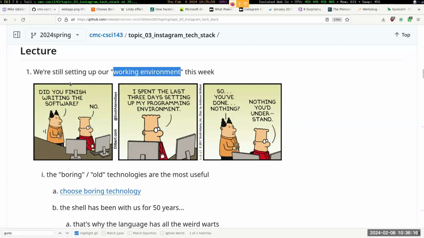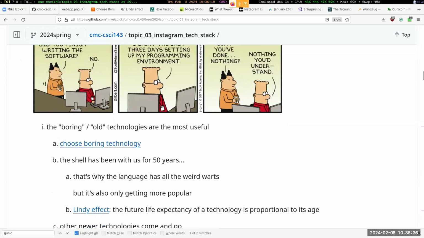We're going to be, again, setting up this Instagram tech stack. And so today in lecture, we're just going over what is this Instagram tech stack. The first thing to highlight is that this is all going to be related to what programmers affectionately call boring or old technology. So some people might think those are bad things, but this is actually a good thing in the programming world to use boring or old technology.